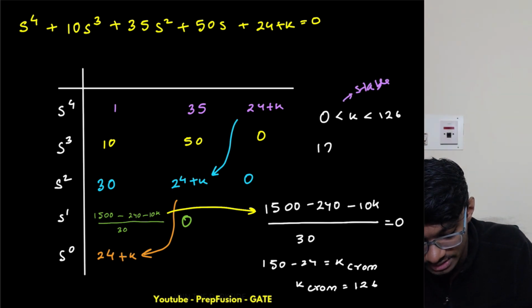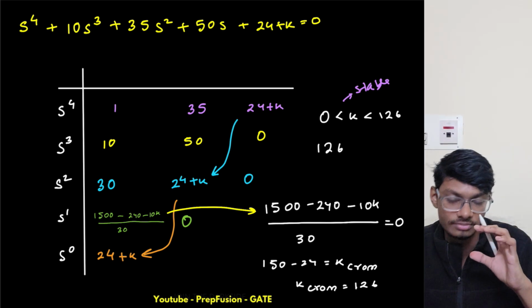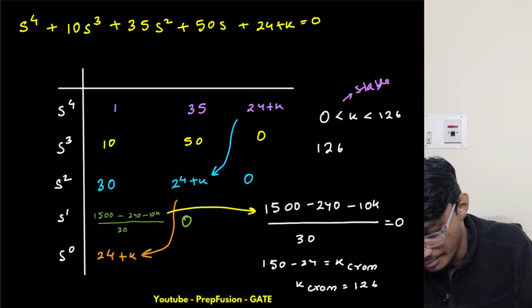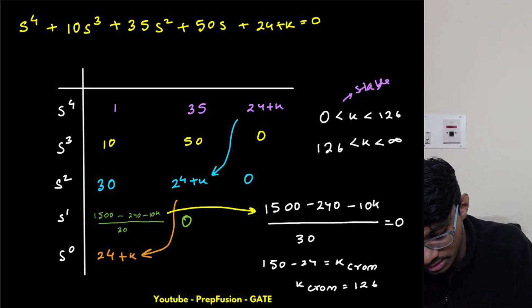Now what is happening at 126? My system becomes marginally stable, because there are complex conjugate poles. Now there are imaginary poles on the imaginary axis. But what is happening after this? It becomes unstable.